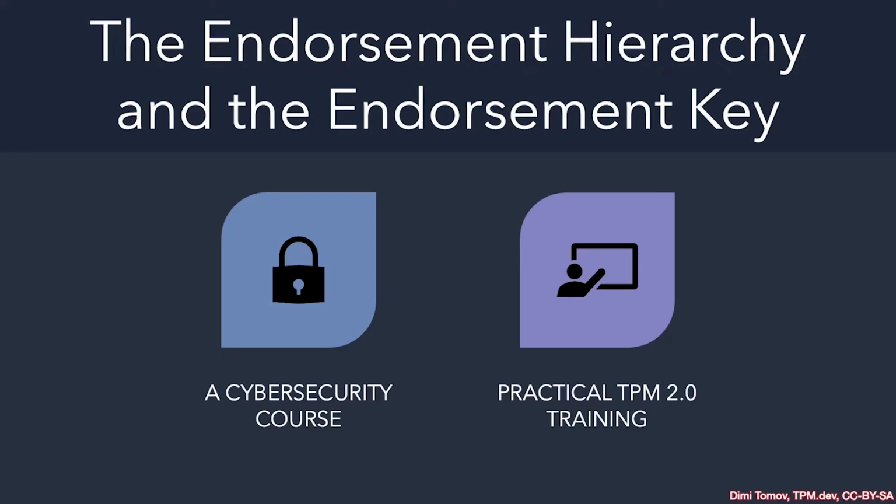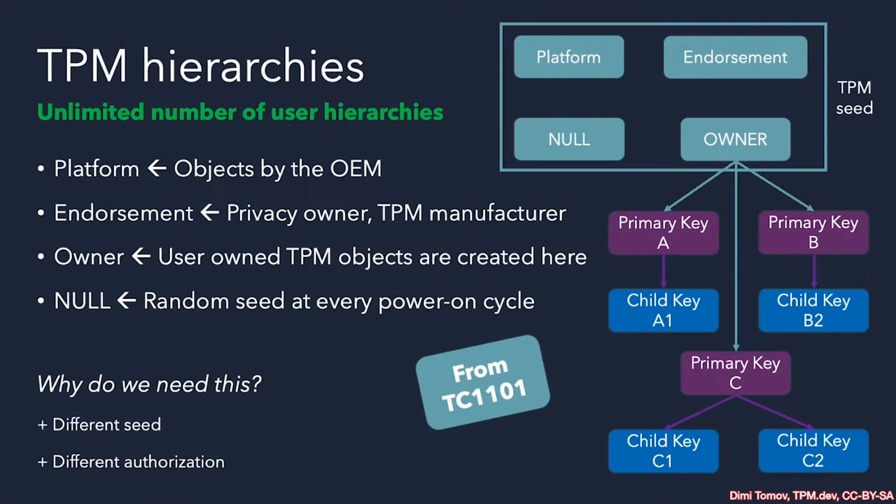Welcome to this OST2 lecture about the endorsement hierarchy and the endorsement key in TPM 2.0. We learned about the TPM hierarchies in TC 1101, and in the first course we used mostly the owner hierarchy. In most use cases, this is the TPM hierarchy that fits the use case. We have control over that hierarchy, and we can create as many key hierarchies as we need.